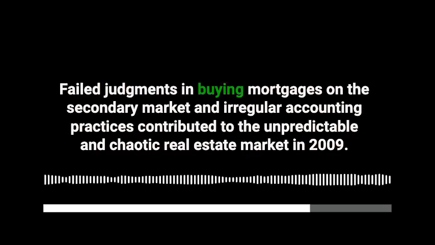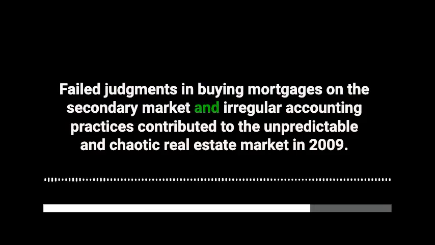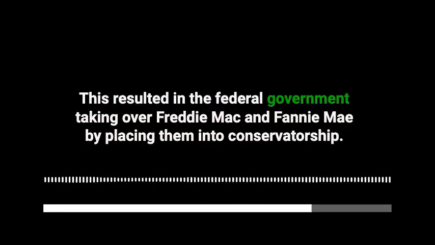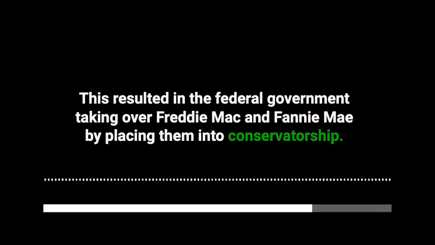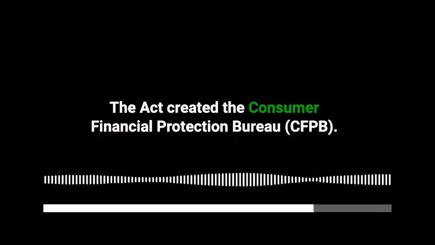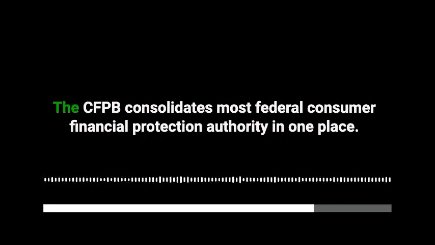Failed judgments in buying mortgages on the secondary market and irregular accounting practices contributed to the unpredictable and chaotic real estate market in 2009. This resulted in the federal government taking over Freddie Mac and Fannie Mae by placing them into conservatorship. In 2010, Congress passed and President Obama signed the Dodd-Frank Wall Street Reform and Consumer Protection Act. The act created the Consumer Financial Protection Bureau. The CFPB consolidates most federal consumer financial protection authority in one place.